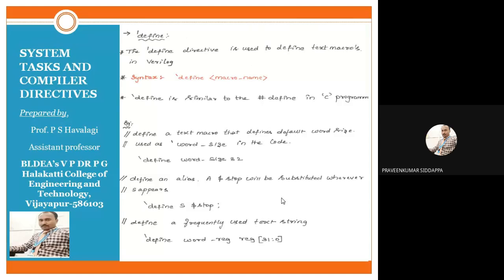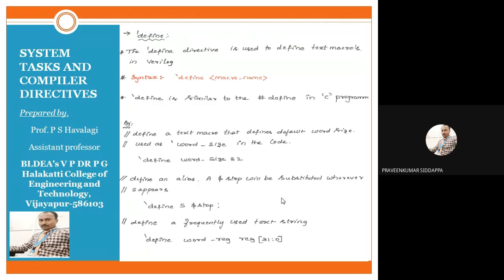How do we use it in Verilog language, and in which format do we write it? Tick mark define is a keyword, and next we write the macro underscore name, followed by that macro name. Tick mark define is similar to define in the C programming language. Remember it.